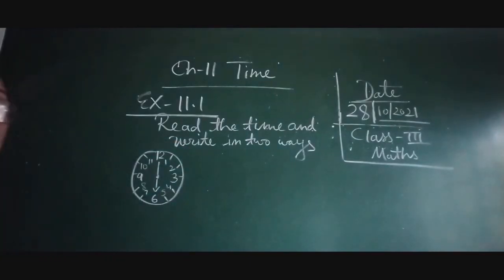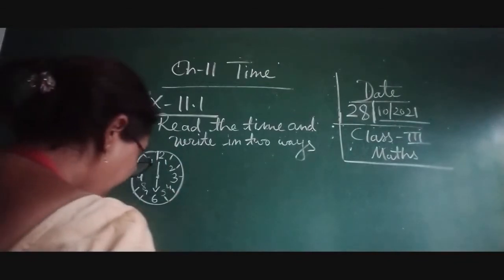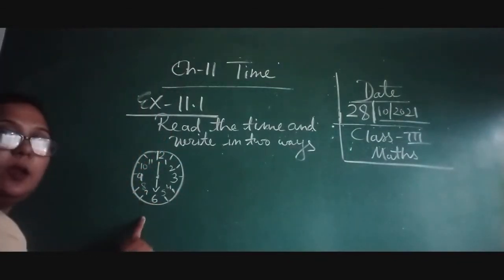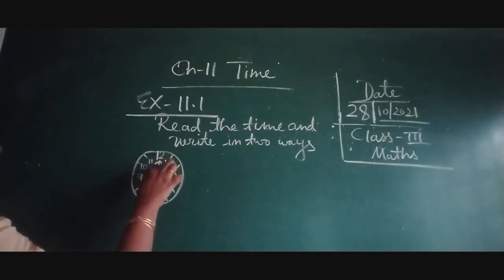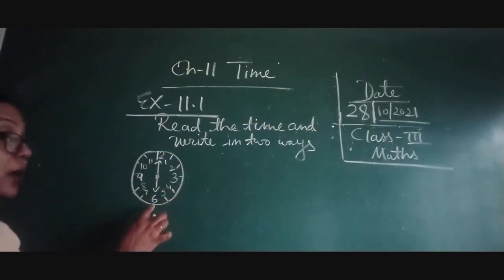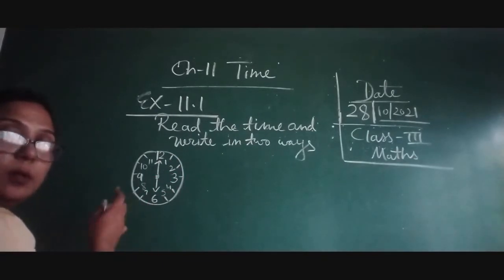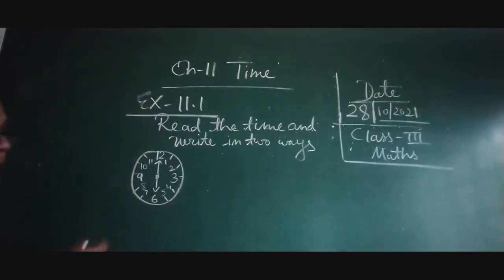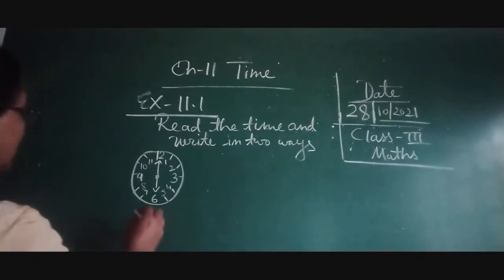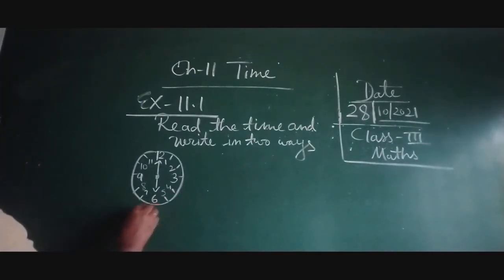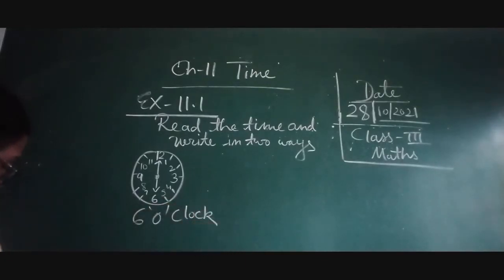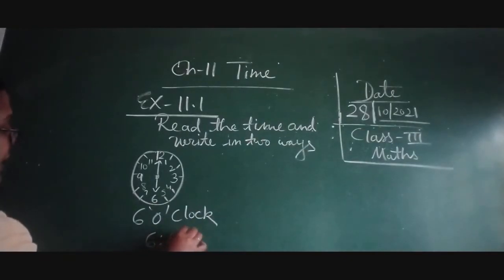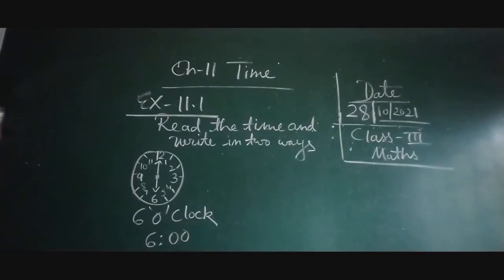Now children, here you can see this is a clock, and we have to write the time. Here you can see the bigger hand is at 12 and the shorter hand is at 6. So what we will write is 6 o'clock. So we will write here 6 o'clock, children, and because we have to write in two ways, we will write 6.